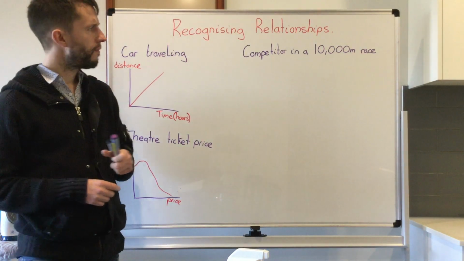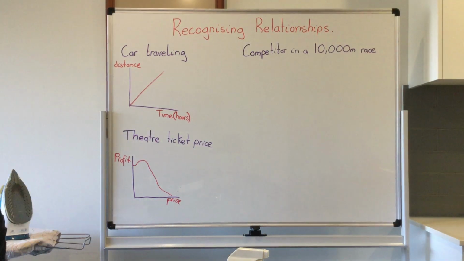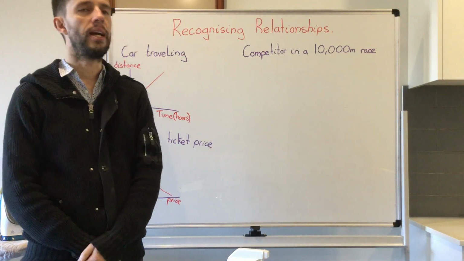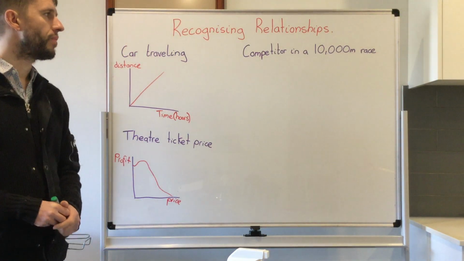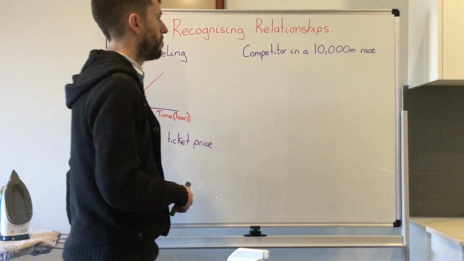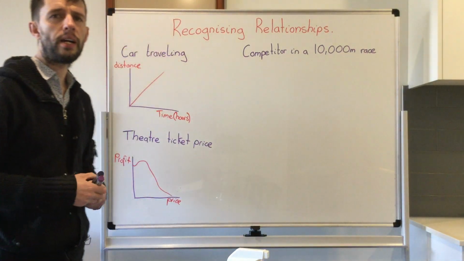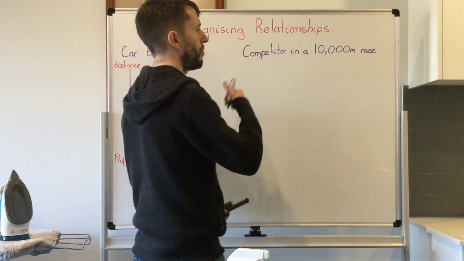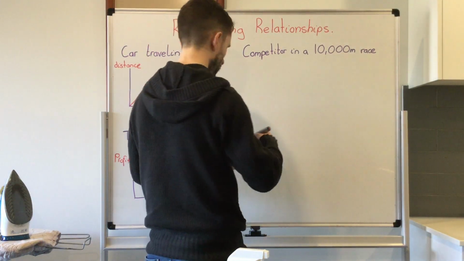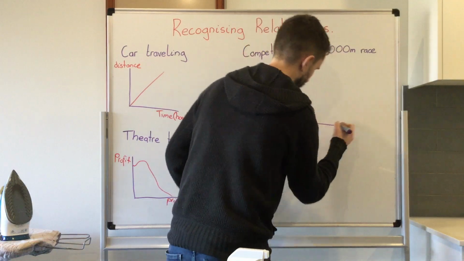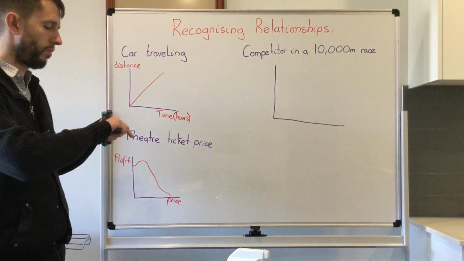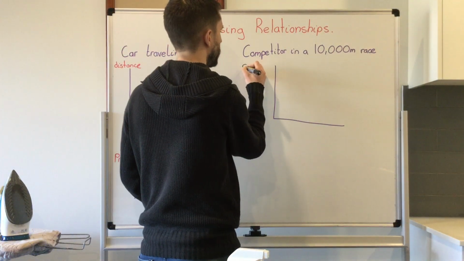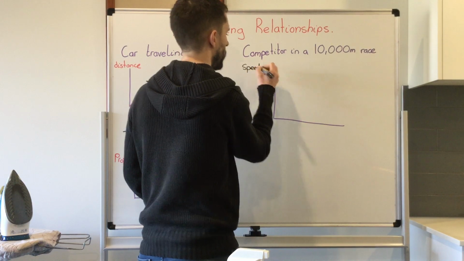So I've left one graph and we are going to draw it together. I encourage you to have a go. A competitor is in a 10,000 meter race or 10 kilometer race. So I would like us to think about doing a graph based on the speed and distance. So for me, I'm going to do speed and distance.